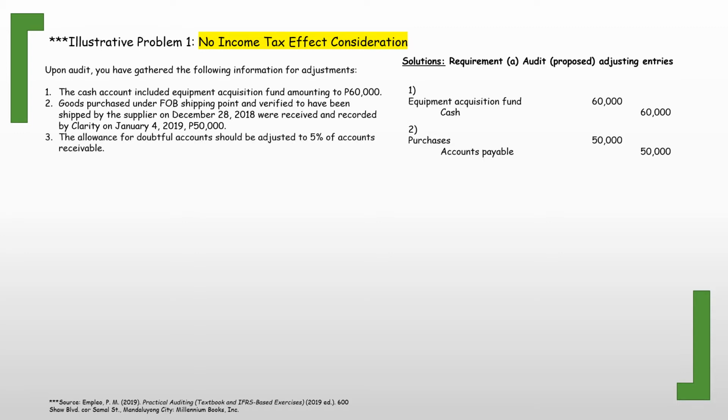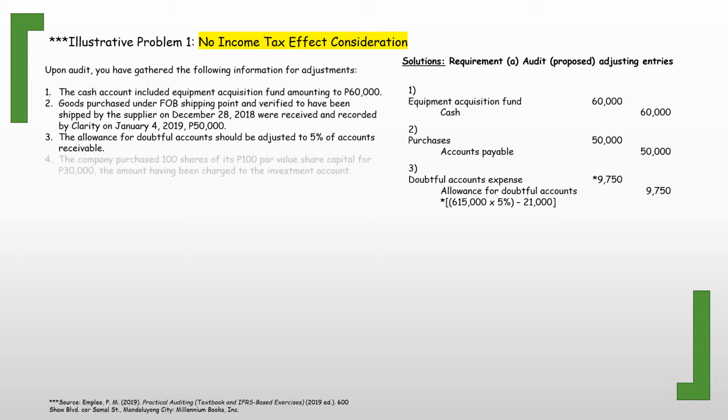Number 3, the allowance for doubtful accounts should be adjusted to 5% of accounts receivable. So mag-add lang tayo ng doubtful accounts expense. So our adjusting entry is debit doubtful accounts expense, 9,750. Credit allowance for doubtful accounts, 9,750. So the computation is the balance of accounts receivable times 5% less yung balance ng allowance for doubtful accounts para ma-determine natin yung increase na 9,750.